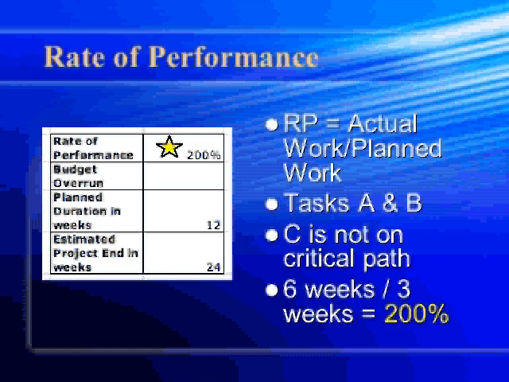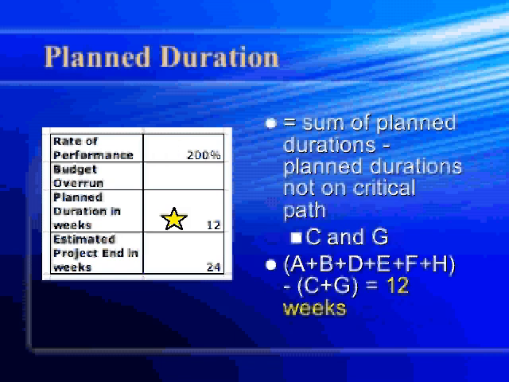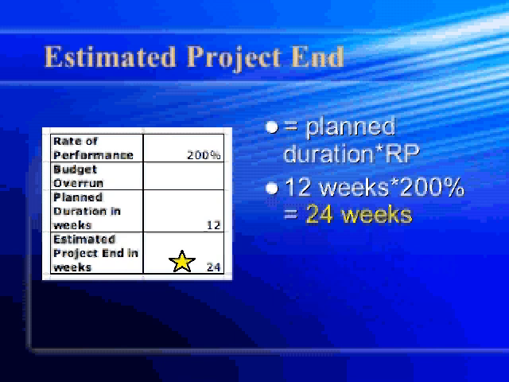Next, we can calculate the planned duration. This is done by taking the sum of all planned durations and subtracting the planned durations of any activities not in the critical path. In this case, those not on the critical path are activities C and G. The numbers from the initial chart in this presentation give us a planned duration of 12 weeks. The estimated project end is found by multiplying the planned duration by the rate of performance. Thus, we multiply 12 weeks by 200% and get a total of 24 weeks.